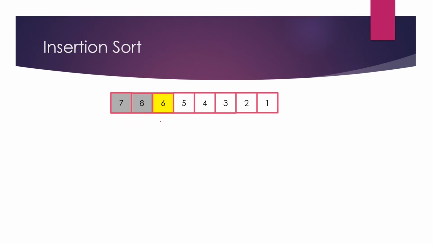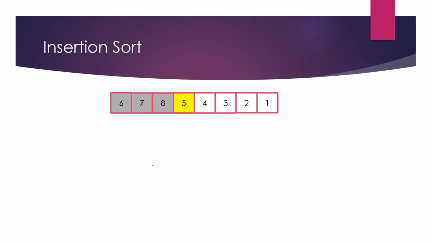So now let's move to the third slot, which is number 6. And we're going to scan to the left. 8, are you less than 6? No. 7, are you less than 6? No. And now we ran out of numbers to compare. Again, there's nothing else here, and also 6 is less than 7. Therefore, it is safe for you to insert number 6 before number 7.